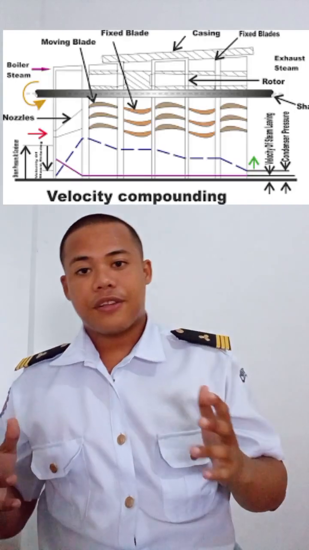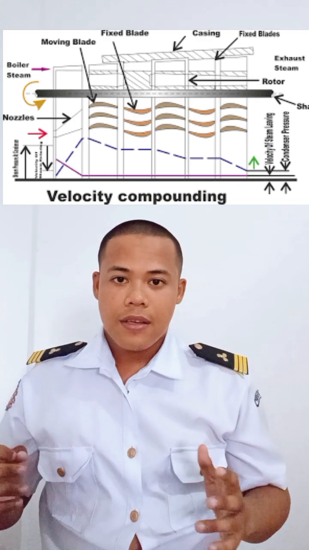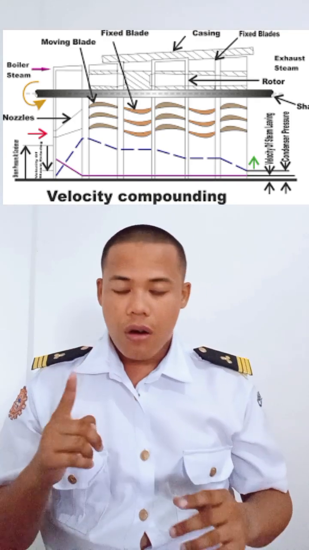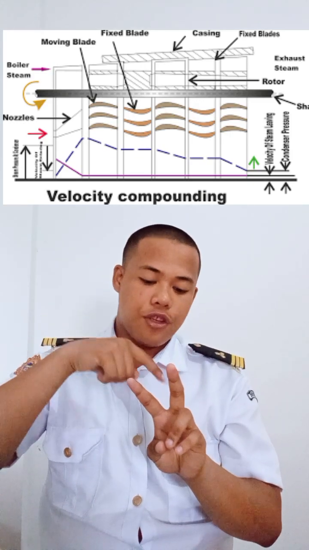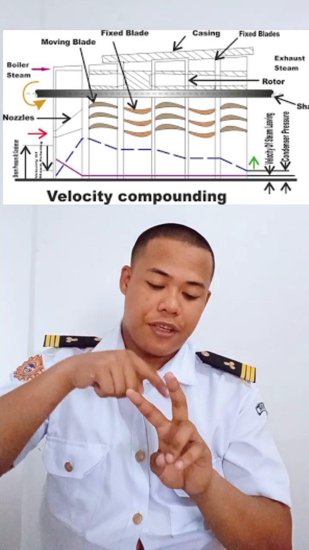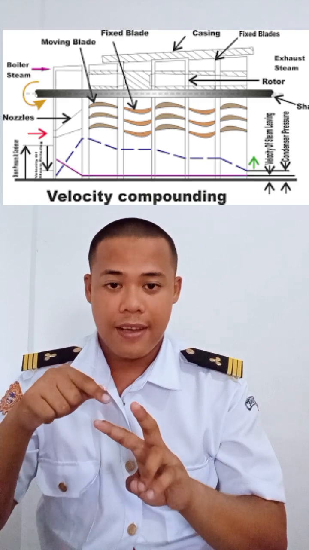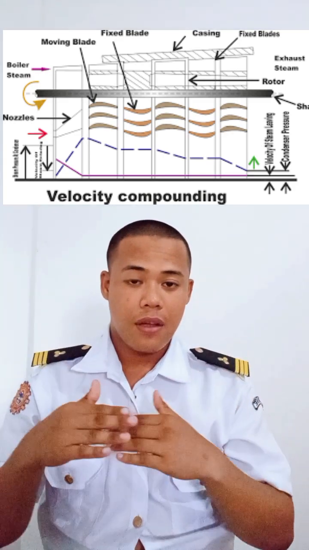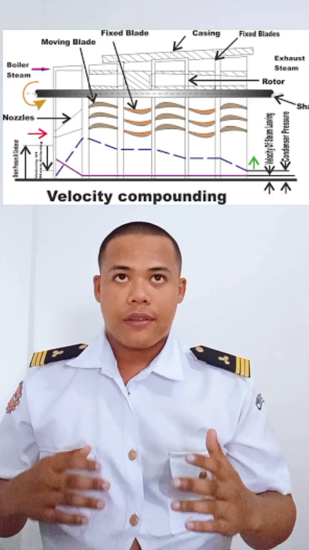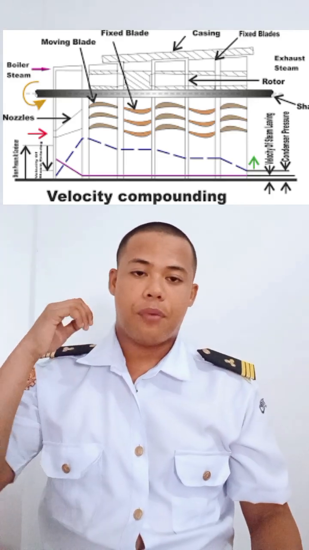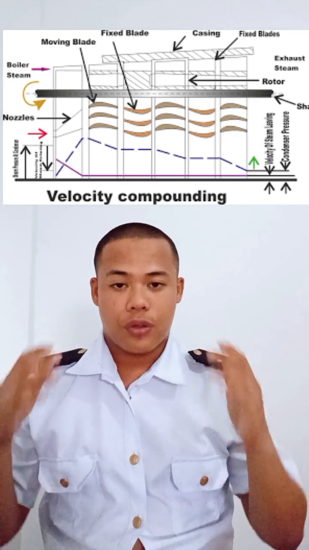Now we'll talk about velocity compounding. Velocity compounding uses a single nozzle with several moving blades. Between those moving blades, there are fitted guide shoes, which are connected to the turbine casing. This arrangement would create a short, lightweight turbine that would lead to poorer efficiency of the turbine.